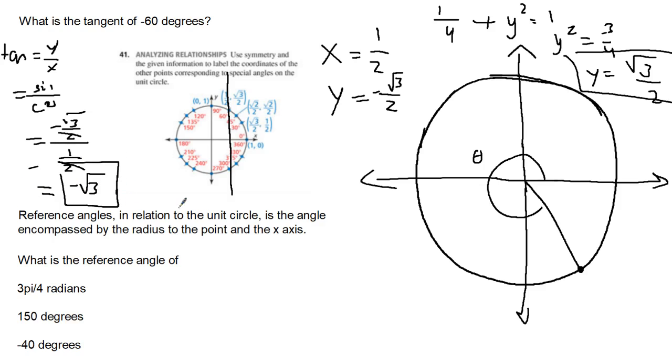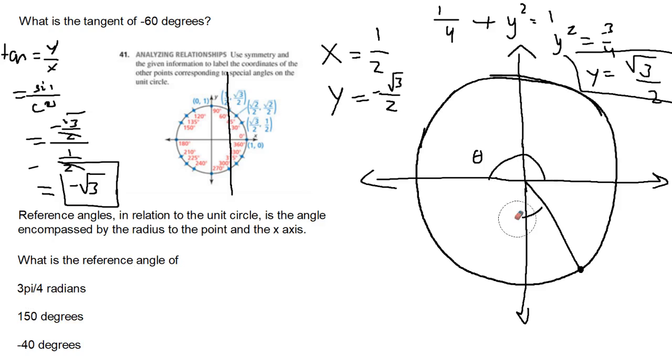So reference angles. We're going to talk about reference angles now. I don't like using the word reference angles because I do believe that all angles should be their own angle and they shouldn't have a reference angle on it. But the book likes using the word reference angle. So we'll use reference angles. But it's encompassed by the radius to the point in the x-axis. That sounds confusing. It probably is, but I'll explain to you what it is. So we're going to use the first example.